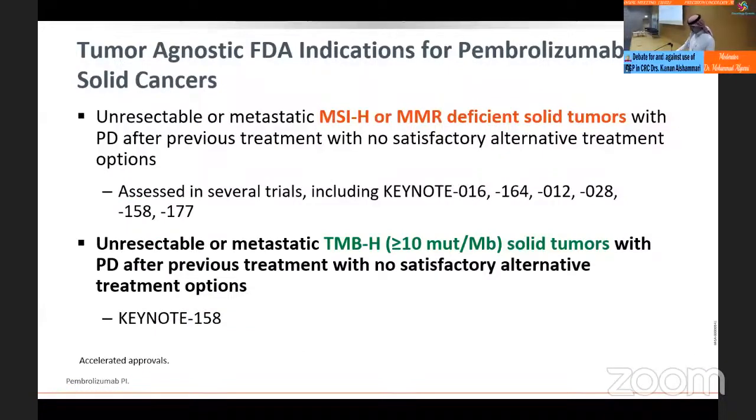Now, pembrolizumab has been assessed in many trials. The KEYNOTE-158 trial basically gave it its FDA approval for TMB high, more than 10 mutations per megabase, in all solid tumors. And it is also FDA approved in microsatellite unstable tumors.